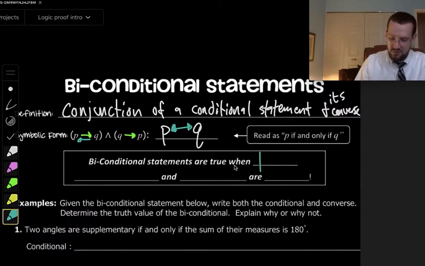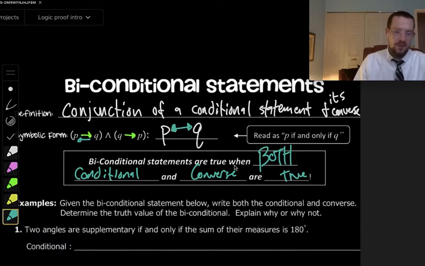Biconditional statements are true when both the conditional and the converse are true. So you need both of these to be true for this statement to be true.